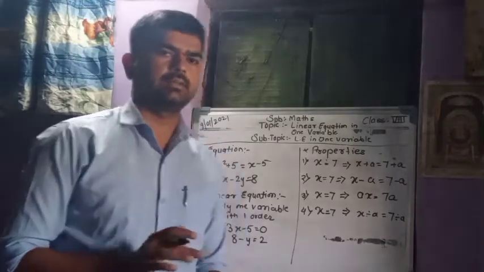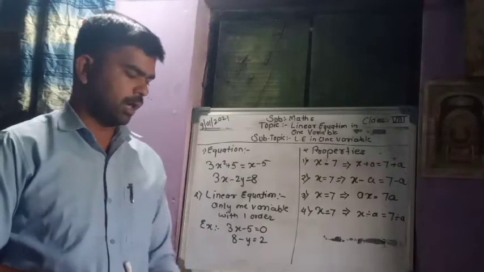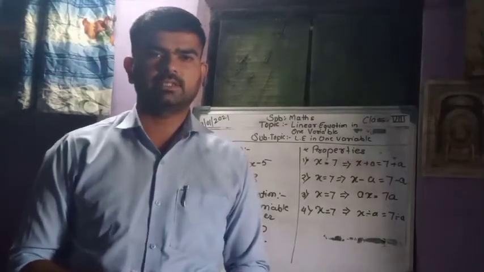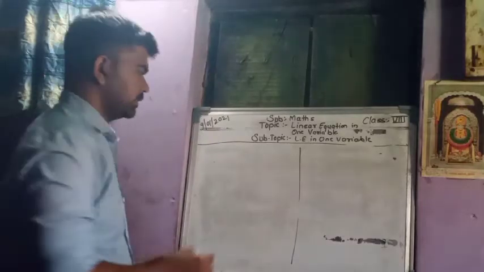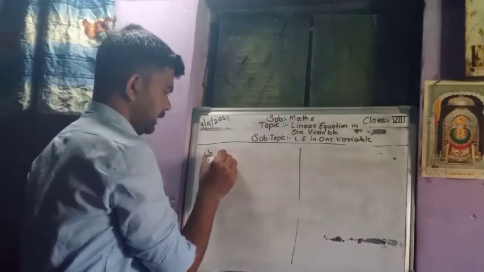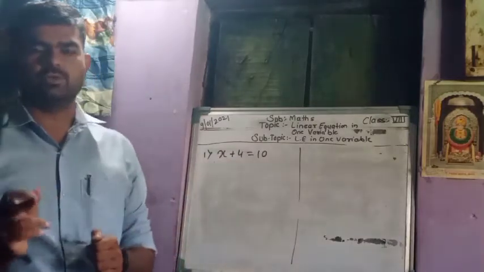These are nothing but the properties of equation. Now we are going to move to how to solve the equations. So now we are looking for an example. Suppose this is our first example, x plus 4 equal to 10. So what we have to do, we have to solve it.